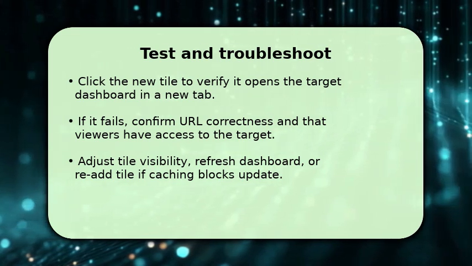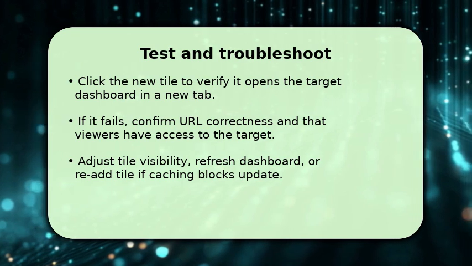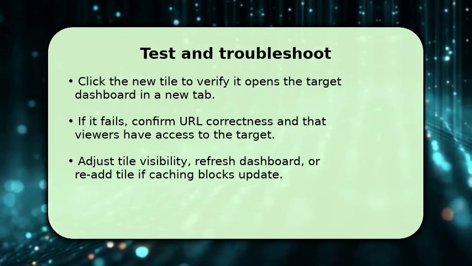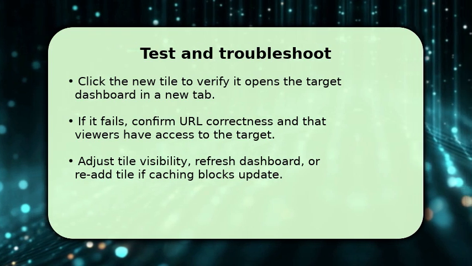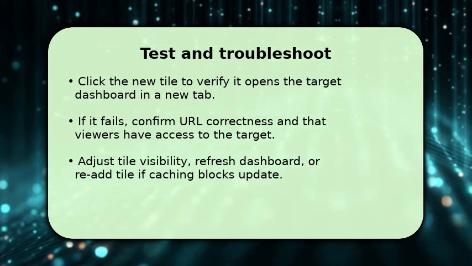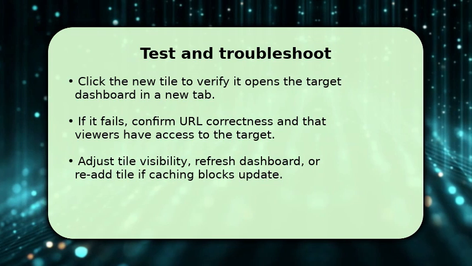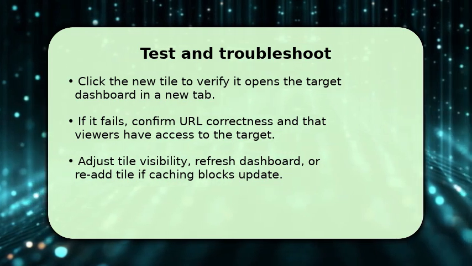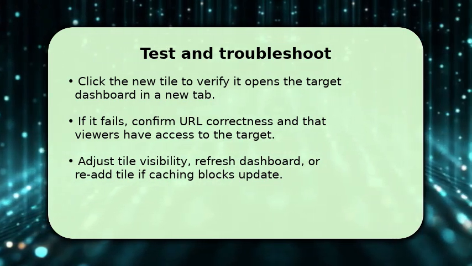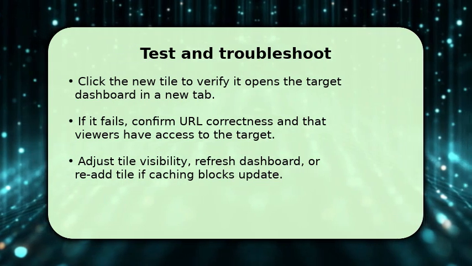If it fails, check the URL for typos and verify that viewers have permission to view the target dashboard, since access errors often look like broken links. If changes don't appear, refresh the dashboard or remove and re-add the tile. This fixes caching or permission propagation problems quickly.